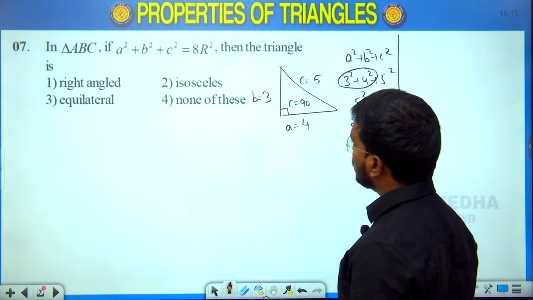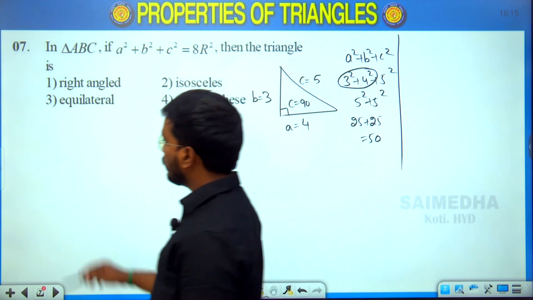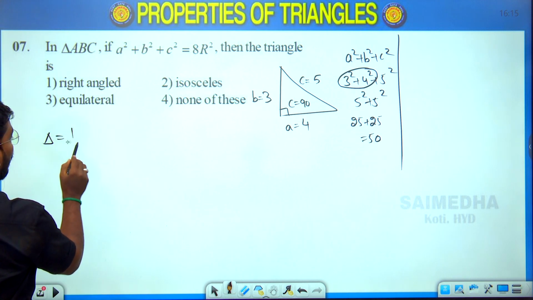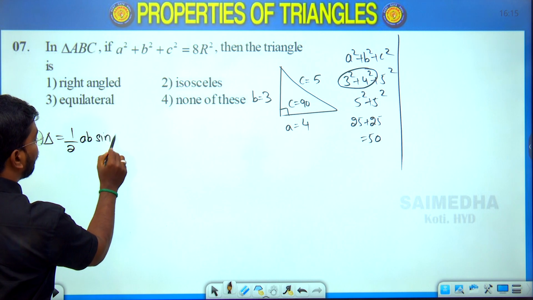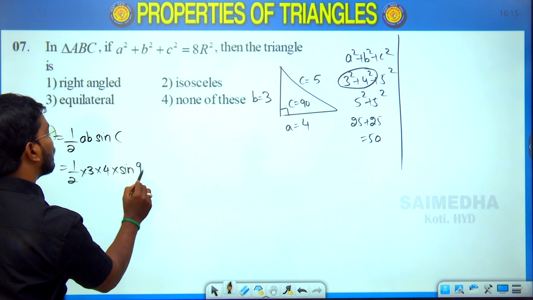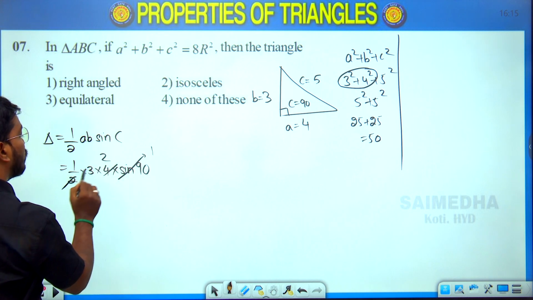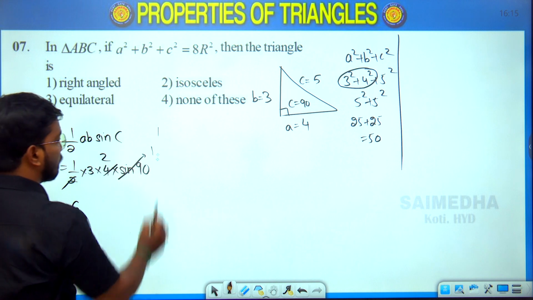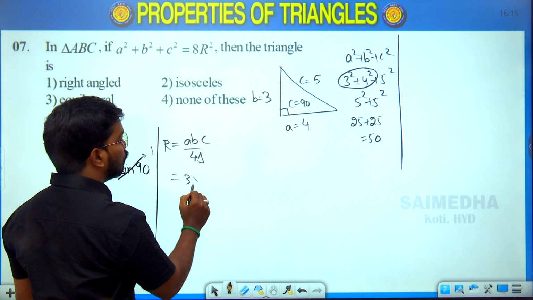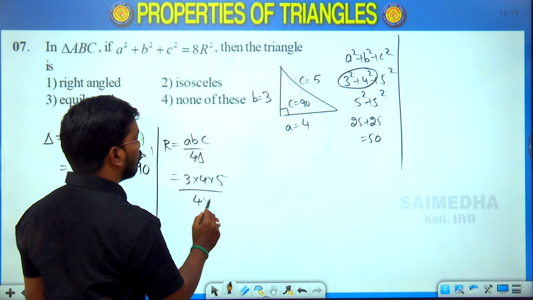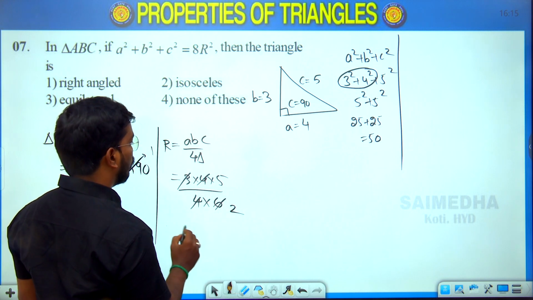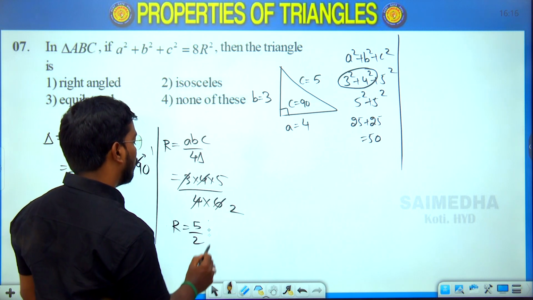Let us verify on the right hand side also, that is 8R square. We know the formula for R can be written in terms of delta. Here delta equals half into a into b into sin C, half into 3 into 4 into sin 90, where sin 90 equals 1. 2 ones are 2, 2 twos, 3 twos are 6. Delta equals 6. R equals abc divided by 4 delta, 3 into 4 into 5 divided by 4 into delta. Delta is 6. 4 gets cancelled, 3 ones, 3 twos, 5 by 2. So, R equals 5 by 2.